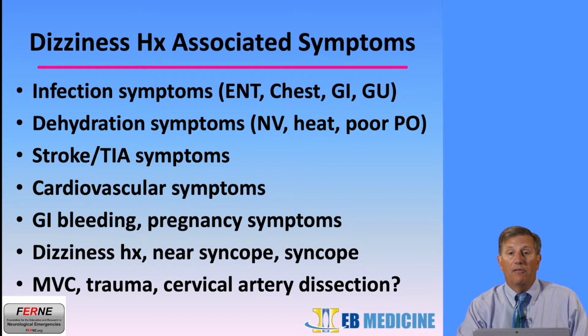Are there cardiovascular symptoms such as palpitations or apparent orthostatic symptoms due to cardiovascular meds? Is there a history of GI bleeding or anemia? Is pregnancy a possibility such that we have to consider ectopic pregnancy? Is there a specific history of dizziness or a history of near syncope or syncope related to dizziness? Has there been a history of motor vehicle crash or trauma that could cause cervical artery dissection, either in carotid or vertebrobasilar arteries?